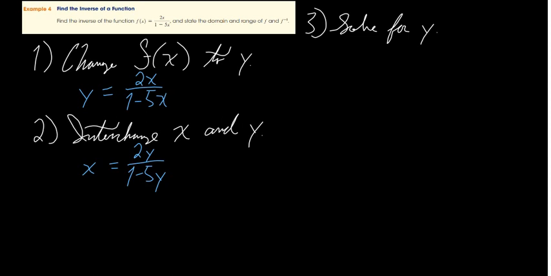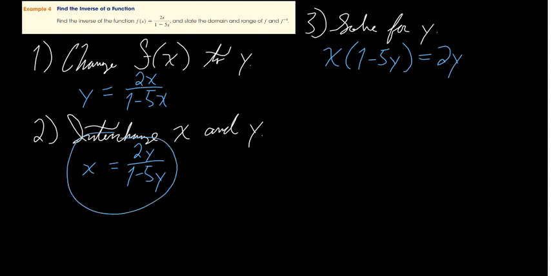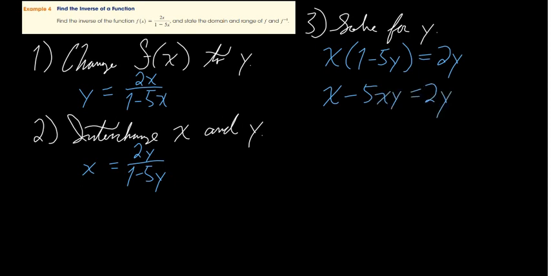So how do I solve for y here? Well, first thing I'm going to do is multiply both sides by 1 minus 5y. So we're going to have x times 1 minus 5y equals 2y. Again, I'm just starting from here. Next, let's distribute that x through. So we're going to have x minus 5xy equals 2y.